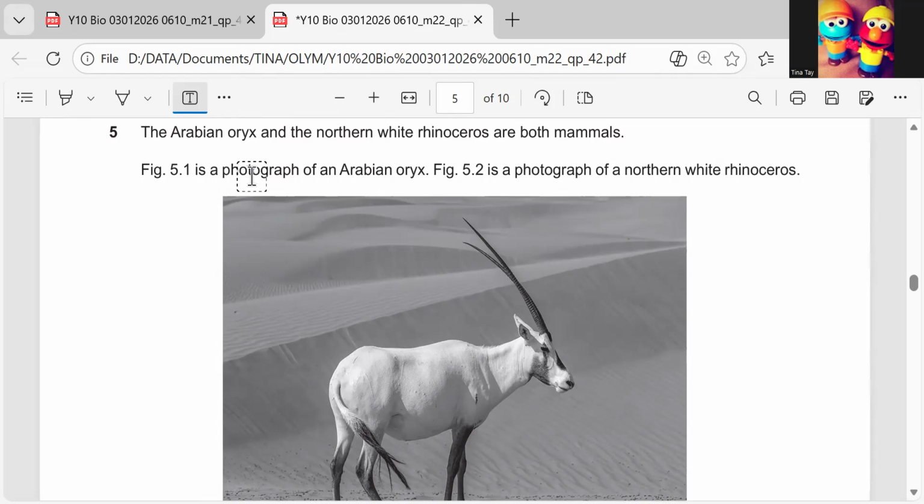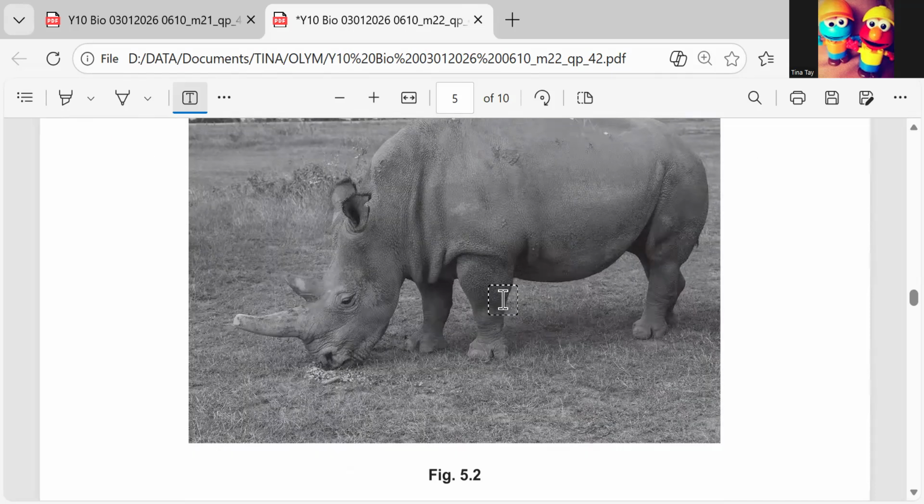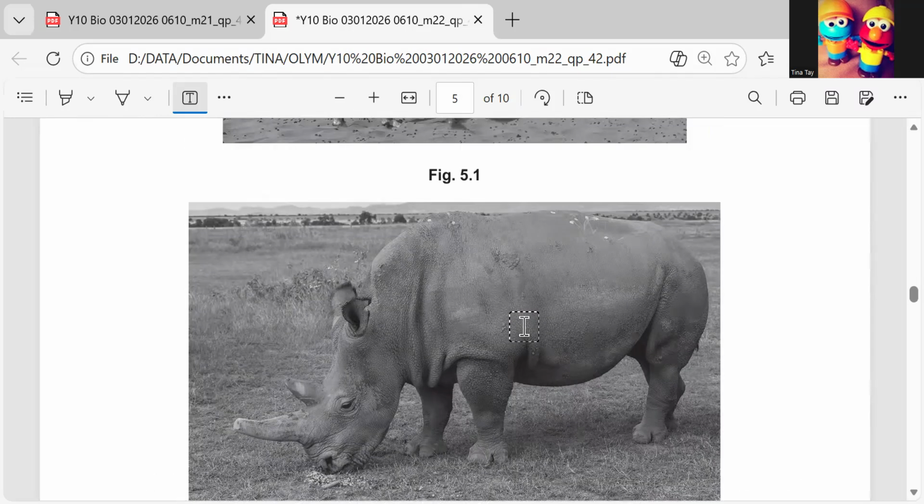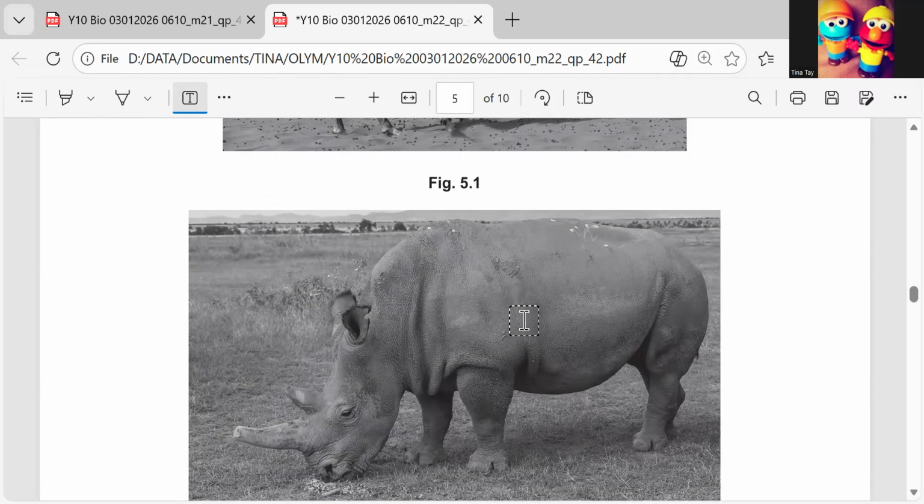The Arabian oryx and the northern rhinoceros are both mammals. Rhinoceros only have 5% body fat. They are 95% muscle. They are so dense that they cannot even float in water. So when they're in the water, they are just walking below because they're so dense. If they were full of fat, they would float.